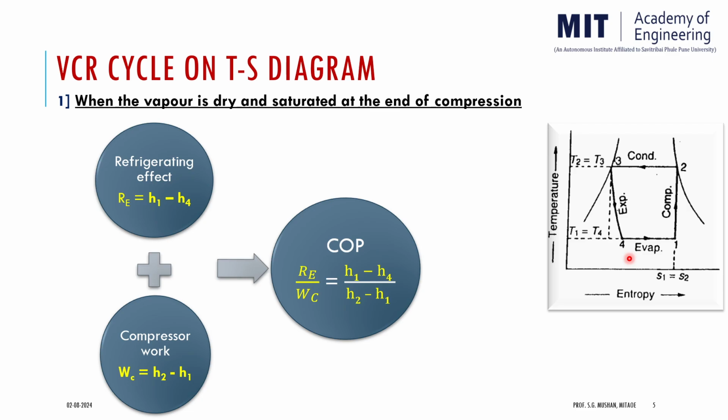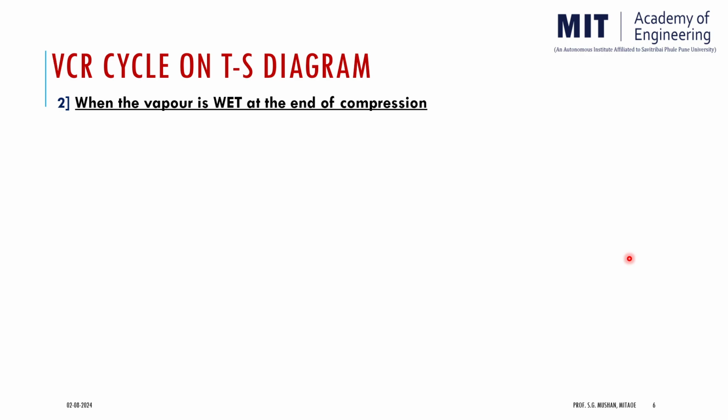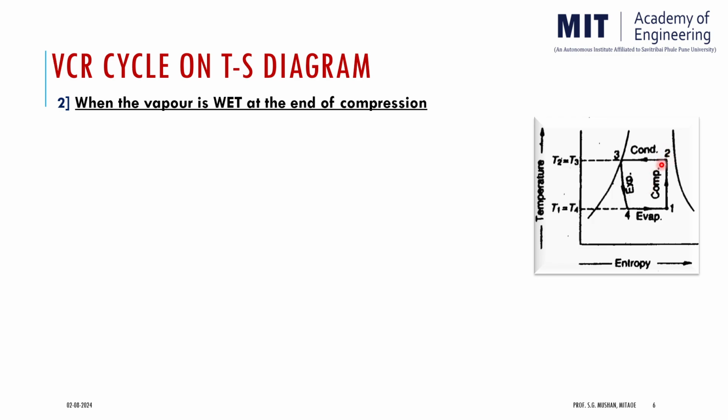So the next case is when the vapor is wet at the end of compression. In the previous case, we assumed that the vapor is dry saturated at the end of compression, so point number 2 was plotted on the saturated vapor curve. But in this case, the statement is that the vapor is wet at the end of compression. It tells us that after compression also the vapor is in wet condition. It means our point number 2 will not lie on the saturated vapor curve. Instead, it will lie within the dome.